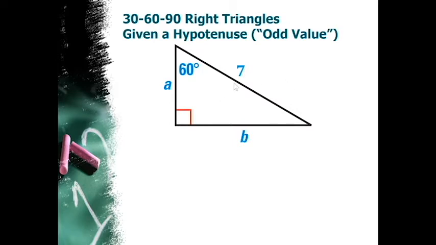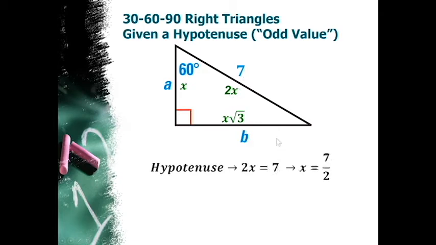To start this off, we're going to look at our rule again. We have our x here, our 2x for our hypotenuse, and across from the 60 we have our x root 3. We're going to start off by looking at our hypotenuse. We set our rule equal to our value, so 2x equals 7. Now when we divide both sides by 2, we're going to leave it as 7 halves. 7 halves is an acceptable answer for a side length, and you'll see that type of answer on a majority of the standardized tests that you're going to take to get into college.